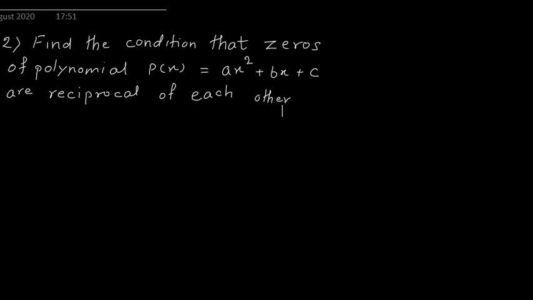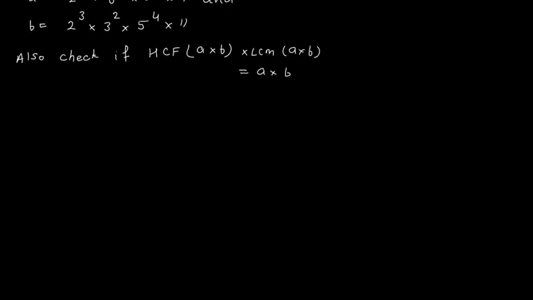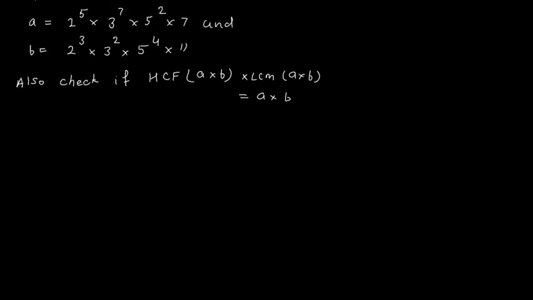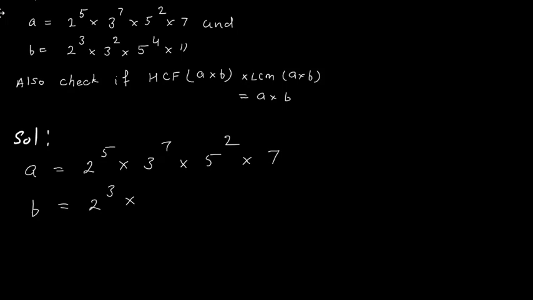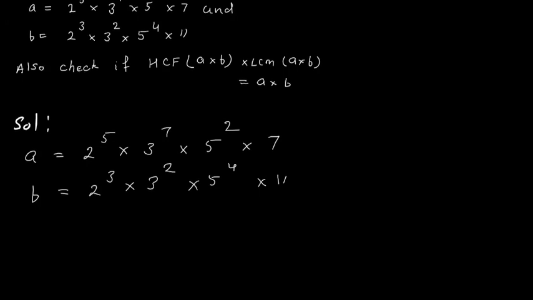Now I will start with the solution. The first question: A and B are given, and we have to find the HCF and LCM. So in the solution we will write the value of A. A is 2 power 5 into 3 power 7 into 5 power 2 into 7, and B is 2 power 3 into 3 power 2 into 5 power 4 into 11.